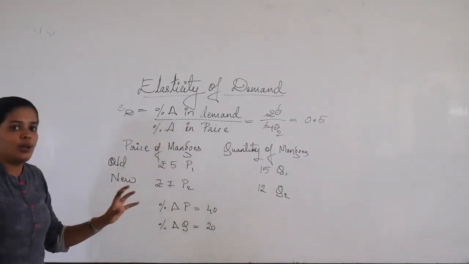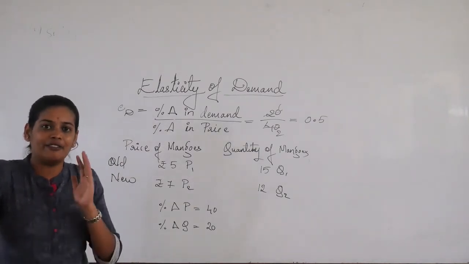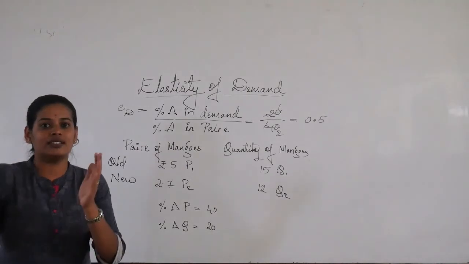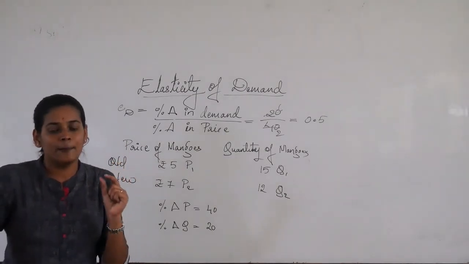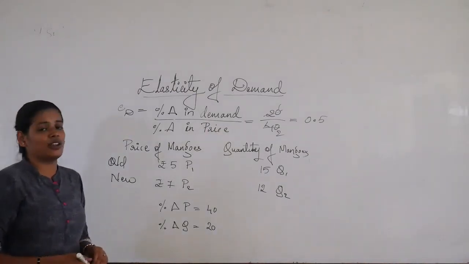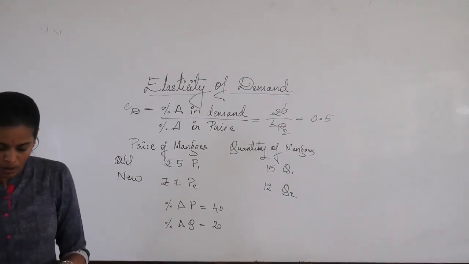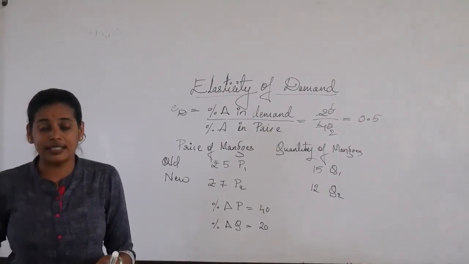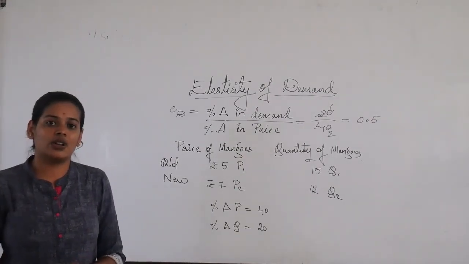In every problem you will see that two prices are quoted, and with those two prices there will always be a change in the quantity demanded for those individual prices. So this is all about the elasticity of demand. In the next class we will see more on the elasticity, the constant elasticity demand curve and the linear elasticity demand curve. See you all in the next video.